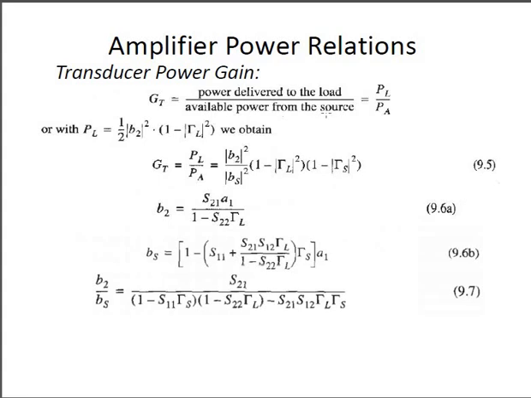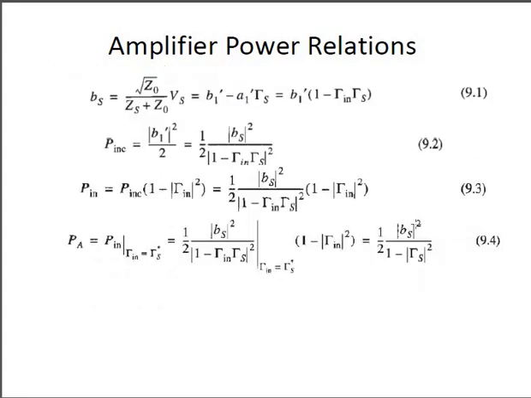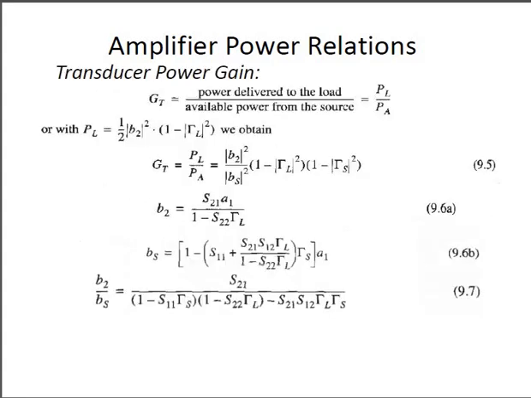From this we are going to calculate what are the gain relations available. So transducer power gain is equal to power delivered to the load by power available from the source. So PL by PA, where PL equation is equal to 1 by 2 times B2 squared. So B2 is nothing but that is reflected power in port 2, that is multiplied with 1 minus gamma L whole square. So we substitute PL over here. PA already we have derived, that is equation number 9.4, the available power. PL is here, so we have to substitute both the cases over here, then we can get transducer power gain.